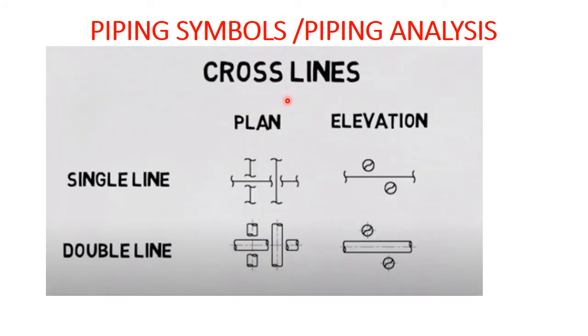Now for cross lines, plane and elevation. For single line, you can see here the plane view, and this is for elevation. For double line, this is the plane view, and this is the double line elevation.